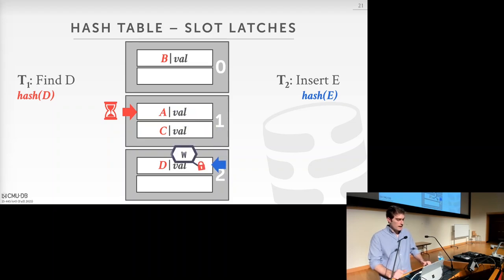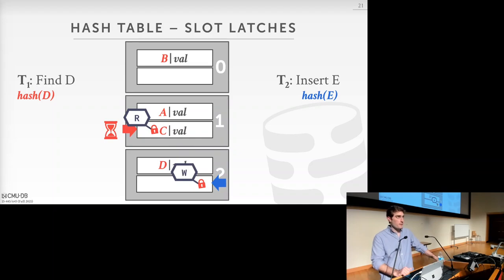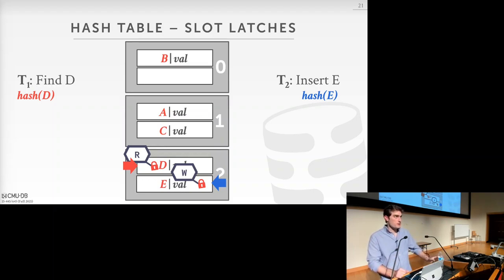So we want to give up that latch as soon as we can. Again, as transaction 2 proceeds, it's going to give up its latch on the previous slot and get a latch on the next slot. So now T1 can become unblocked and start its scan forward. T1 has to wait for T2 to finish whatever it's doing. T2 gives up the latch, moves on to the next slot, which is empty, so it acquires the write latch and can write the key E to that slot. And of course, transaction 1 can proceed and scan down to find D. So does this make sense? Do you have any questions?